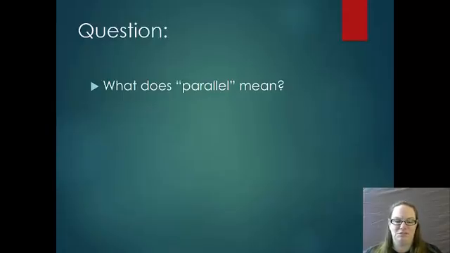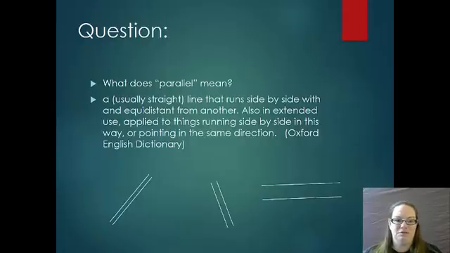So the first question is, what does the word parallel mean in other contexts? It's usually a straight line that runs side by side. They never touch. So in extended use, we could talk about things that are pointing in the same direction or running in the same way.